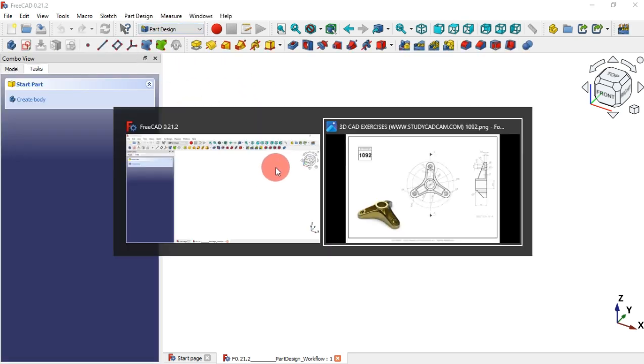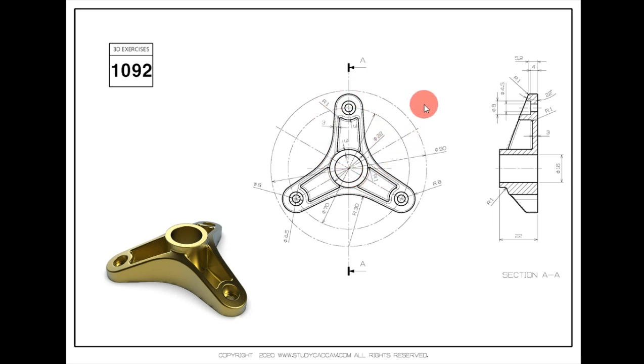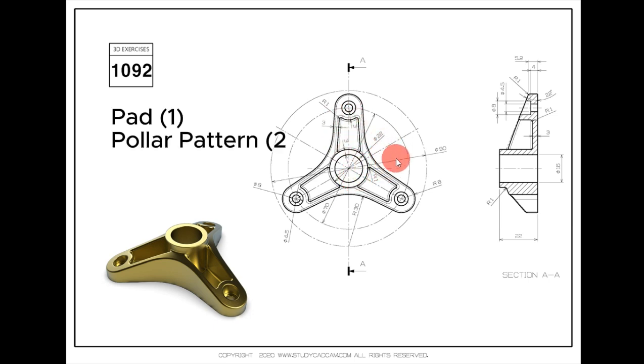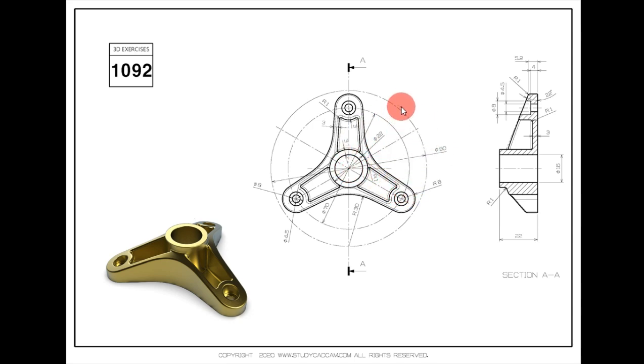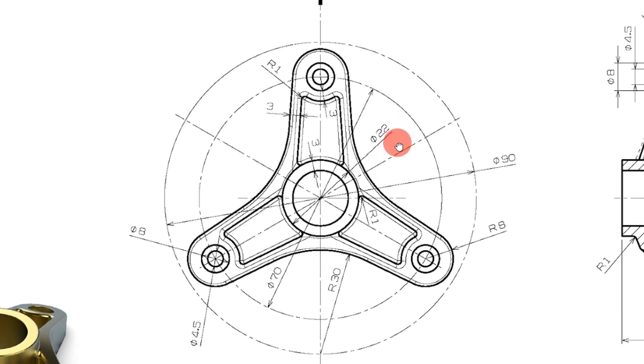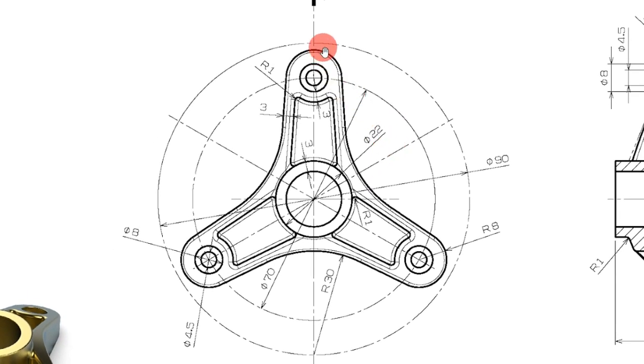And next, let's go to our drawing page. As you can see, we have this drawing page here, 3D exercise 1092. And here we have the 3D model, the top view, and the section view. To complete this model, we'll use 5 operations. We'll use the pad, polar pattern, groove, pocket, and fillet tools to get this design completed. So the first thing that we'll do in the first operation is create a sketch in which we'll trace this geometry here. Okay, let's do that.